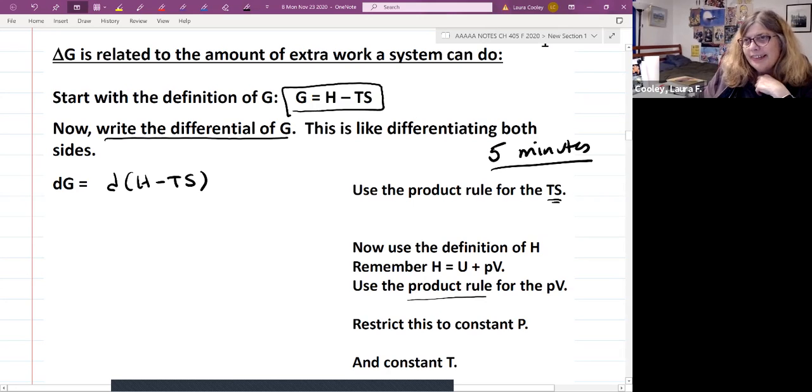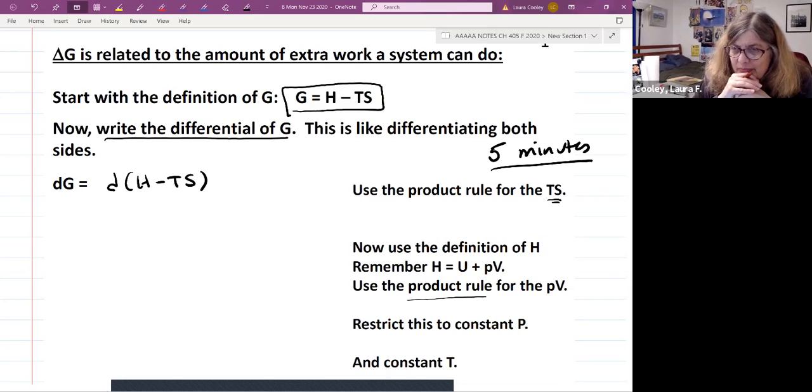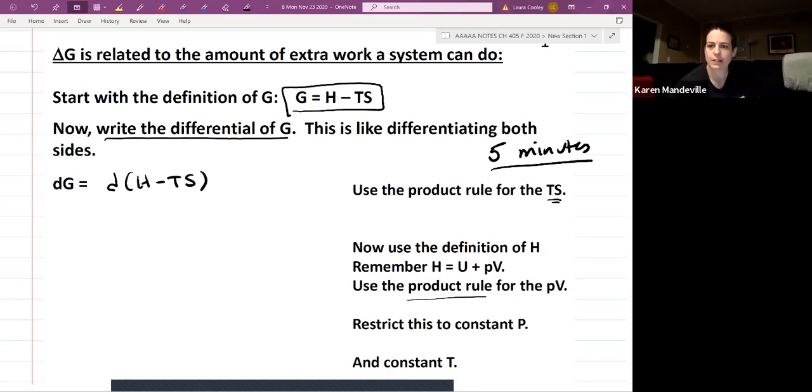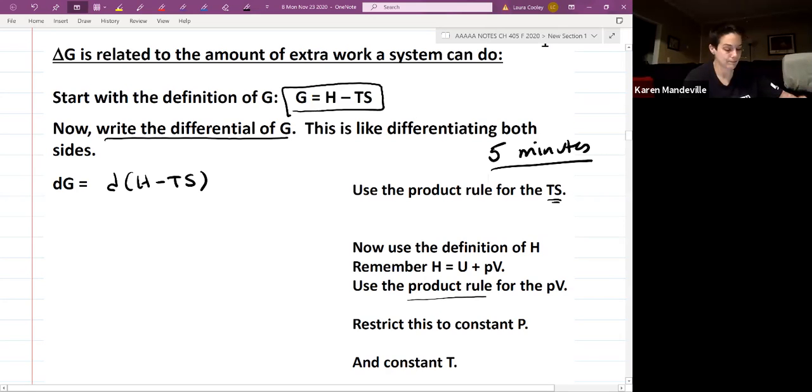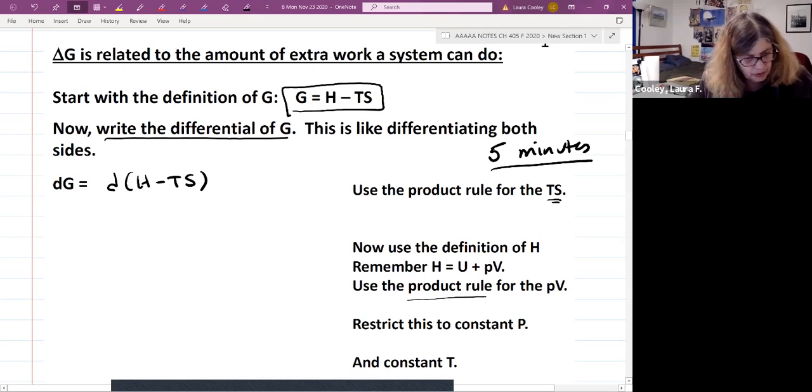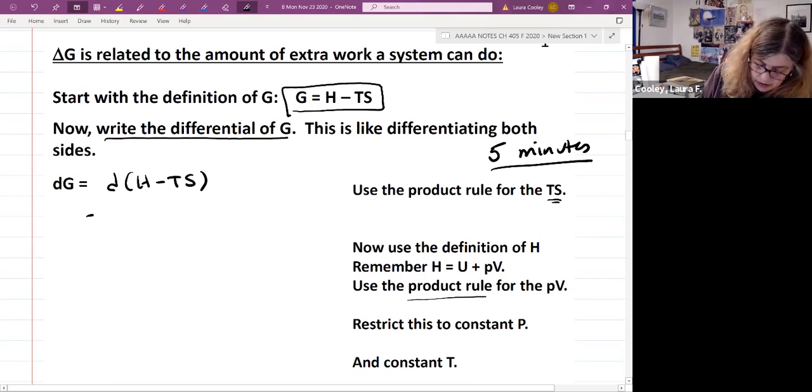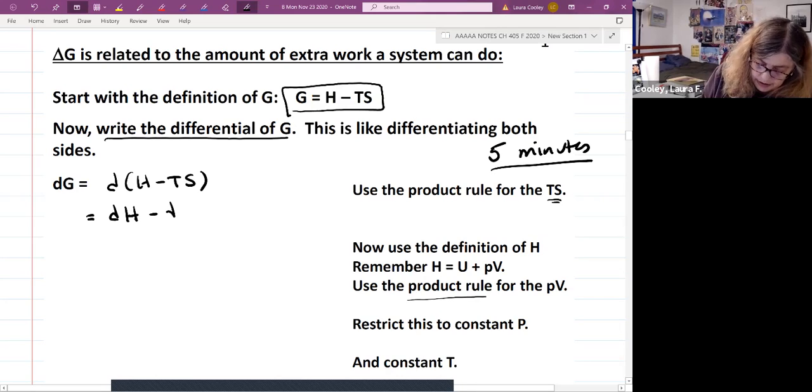How far did you get? Step. I think I'm gonna go through it now. All right. So see how far you got.